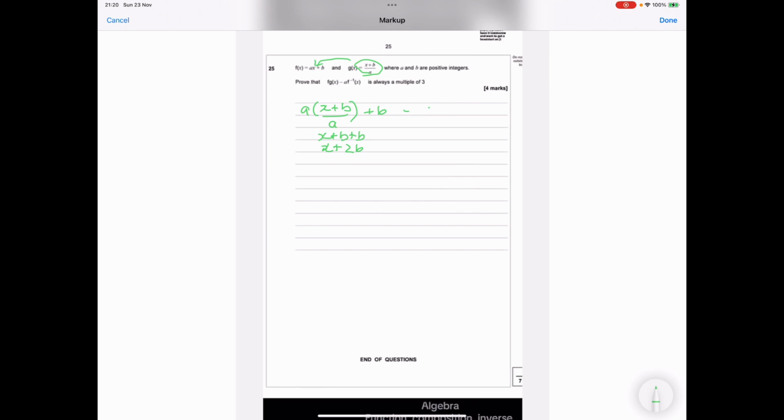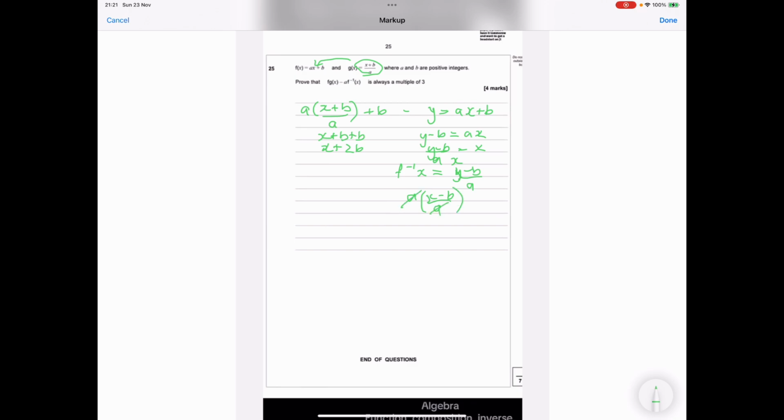And now we've got to find out what the inverse of f of x is first. So we'll do y equals ax plus b, and then y minus b equals ax. So y minus b over a equals x. So f inverse of x equals x minus b over a. Now, if we times that by a, so a times x minus b over a, that cancels out.